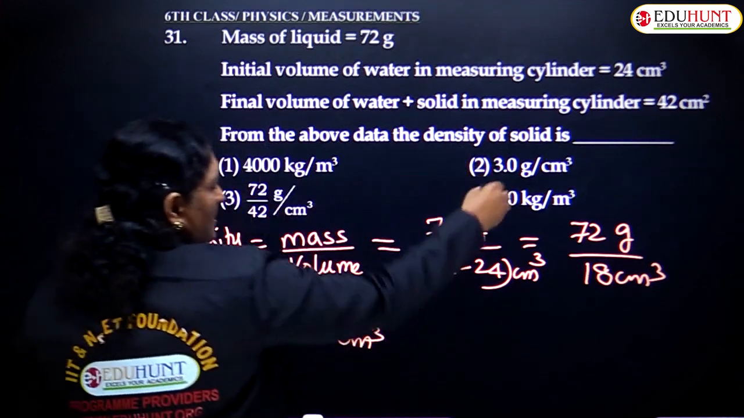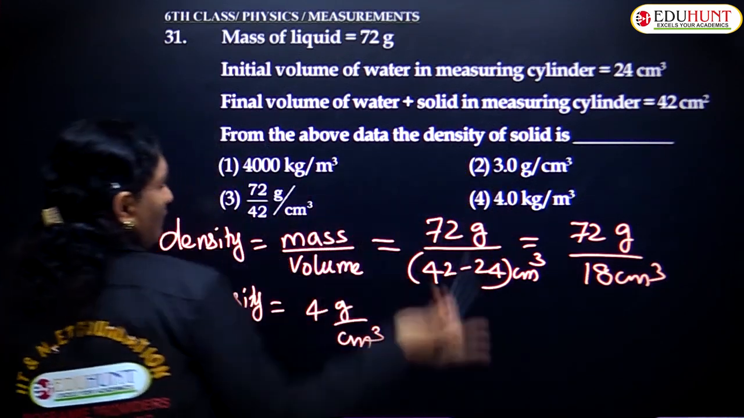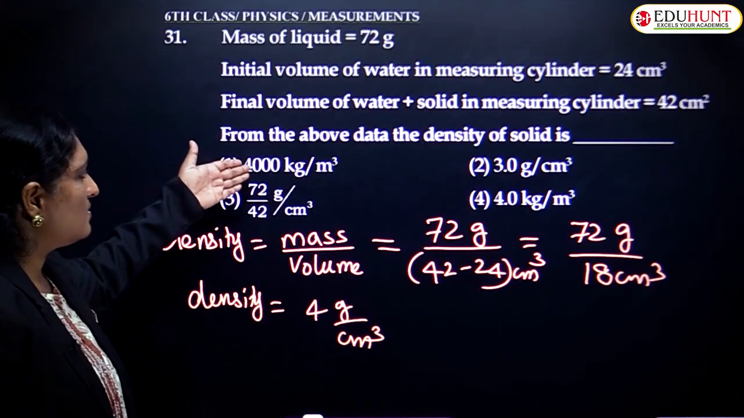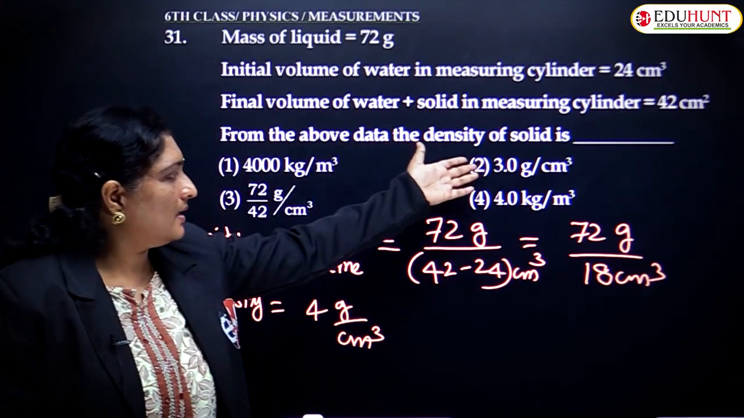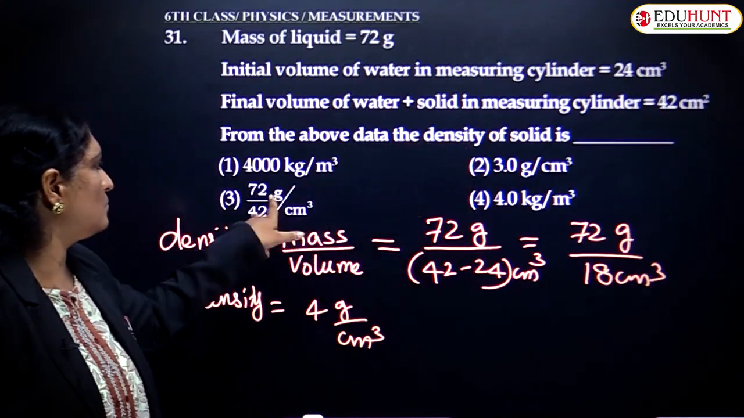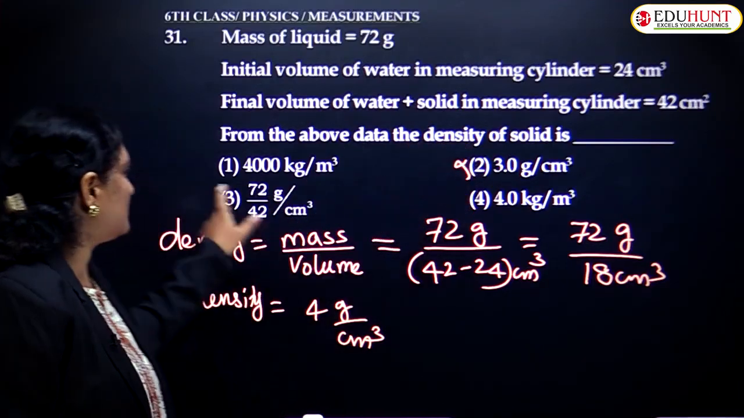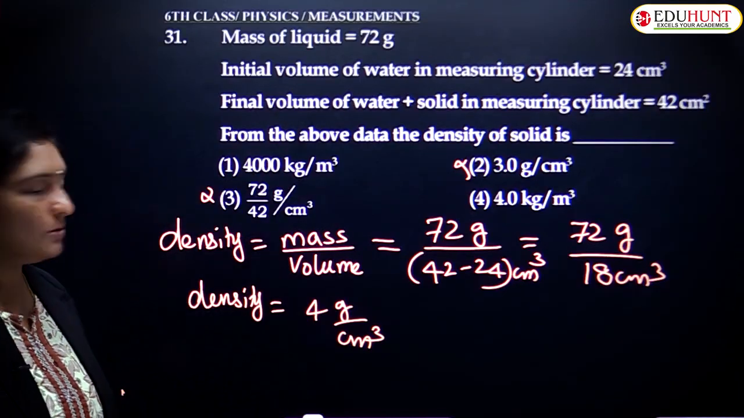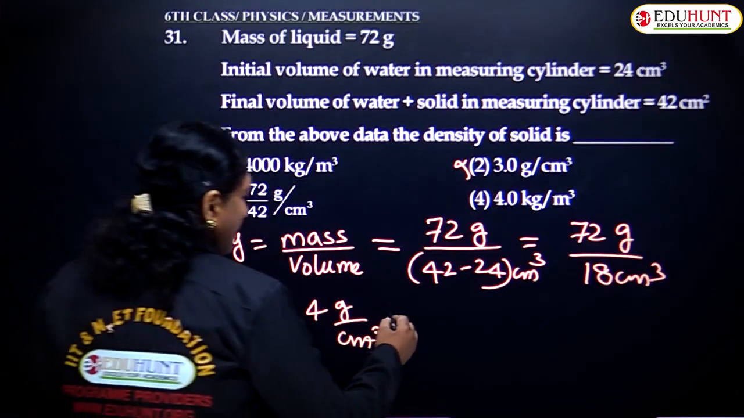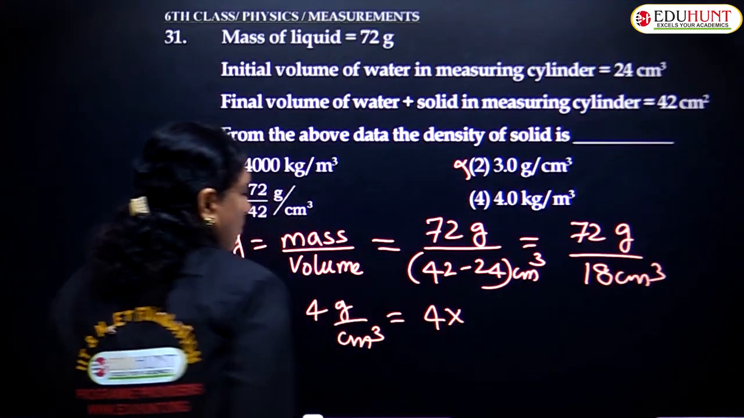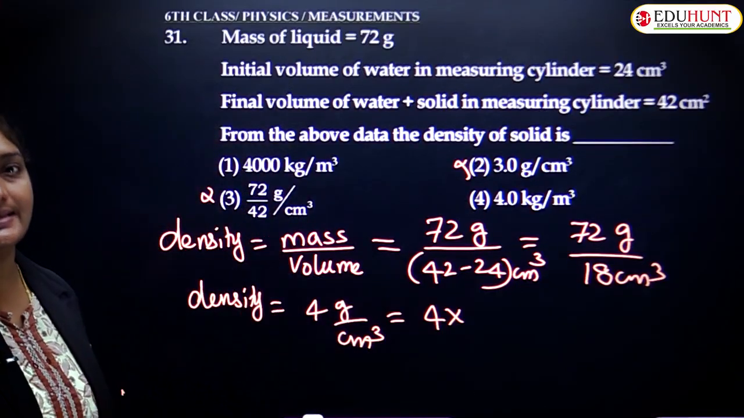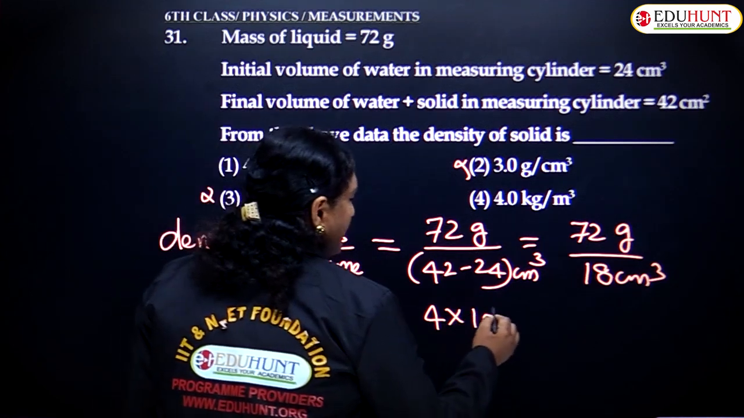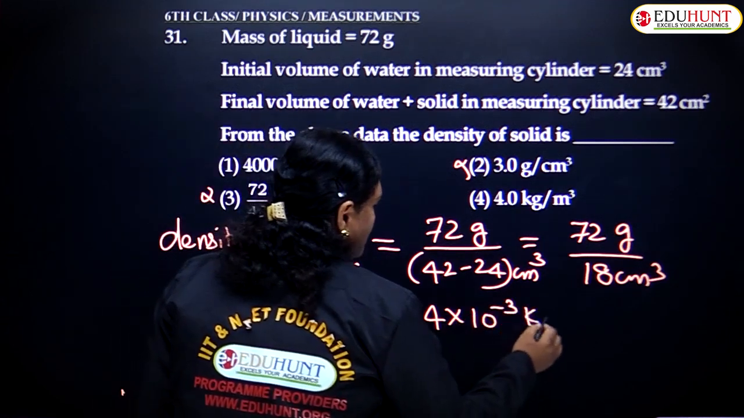Where is 4 grams per centimeter cube? Nowhere it is there. Okay. So they gave it as 4000 kg per meter cube. In gram per centimeter cube, there are only two options. This is not true as well as this is not true. So let us try to convert the same in kg per meter cube and check the answer. So conversion. 1 gram, how many kgs? 1 by 1000 kgs. I would like to write it as 10 power minus 3 kgs.